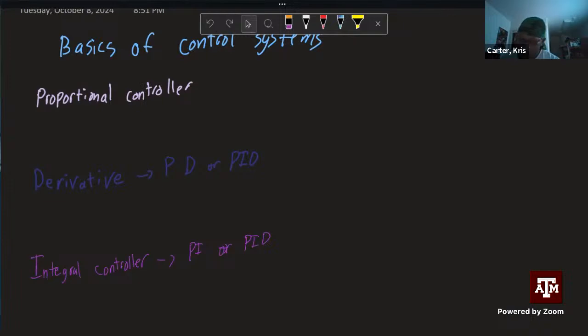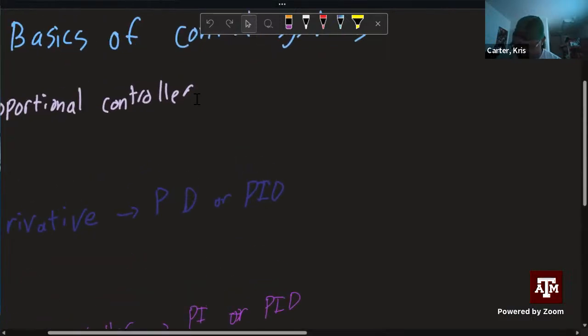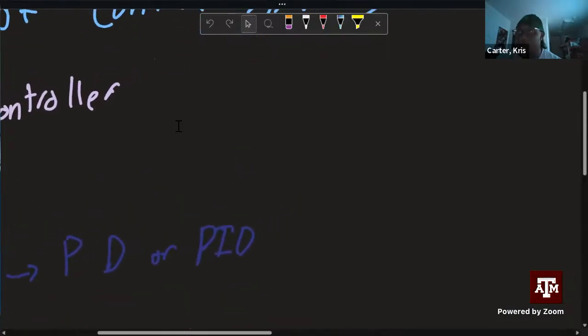So a proportional controller, the basics of that one, let me just go ahead. Golly, that's a terribly drawn R. But you know what? It's fine.